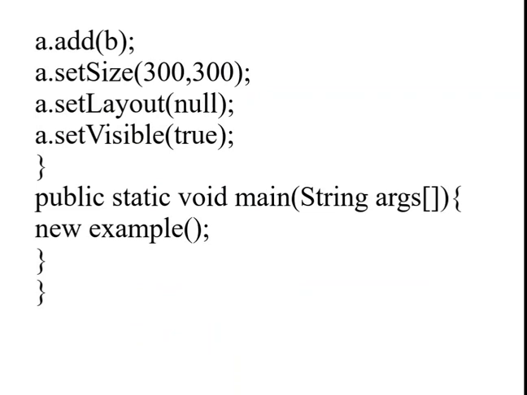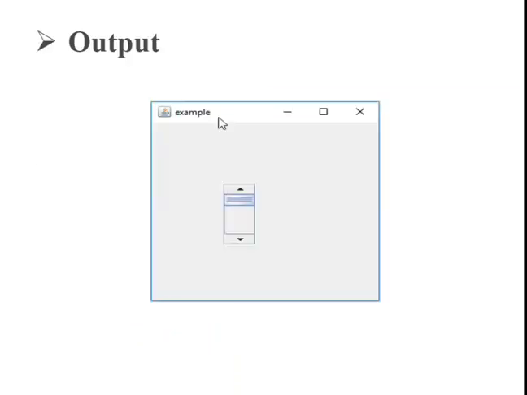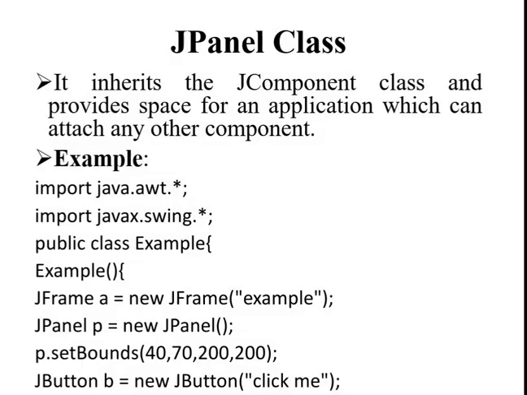Then next component is the JMenu class. It inherits the JMenuItem class and is a pull down menu component which displays from the menu bar. Let us consider the example or program that represents how we can use the JMenu class.